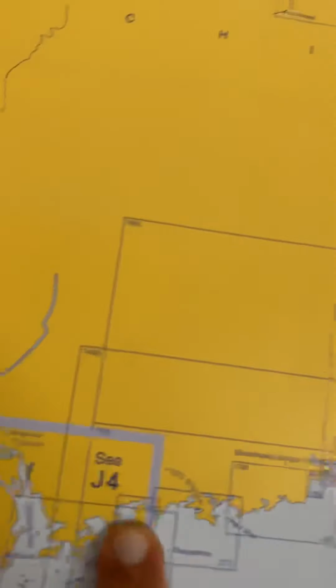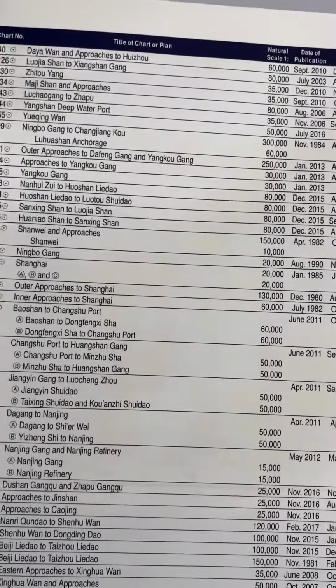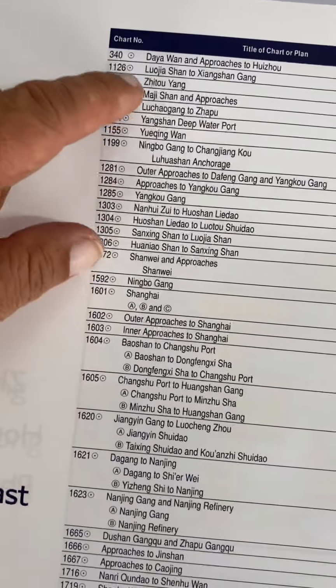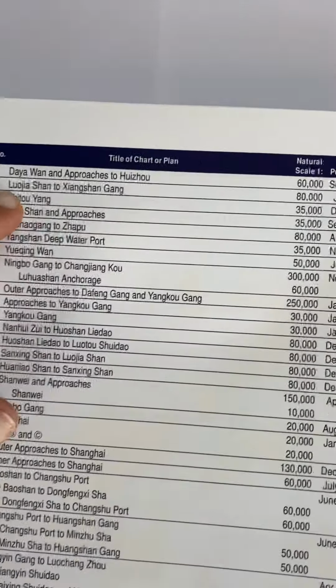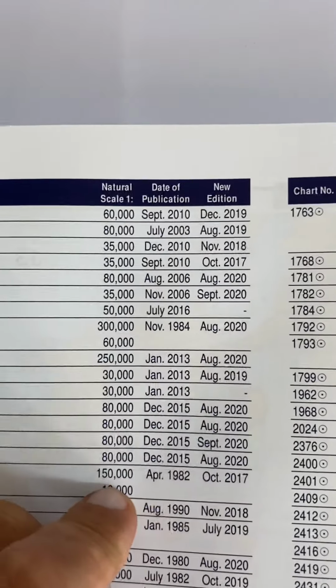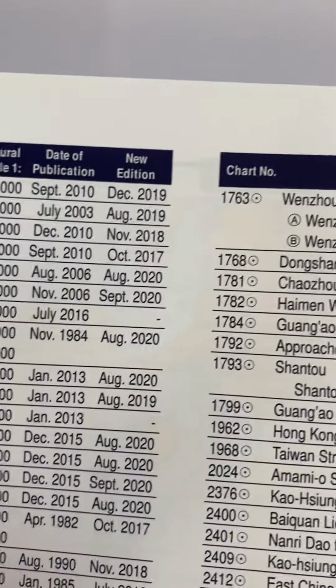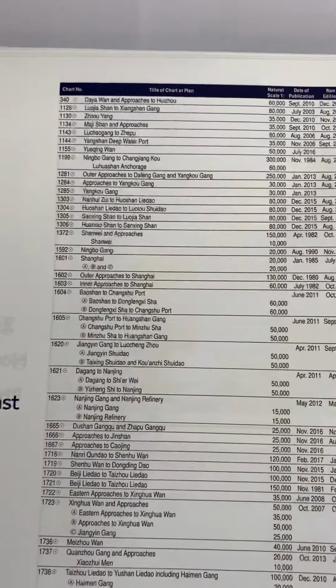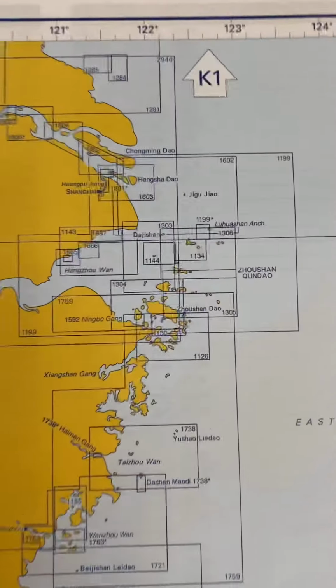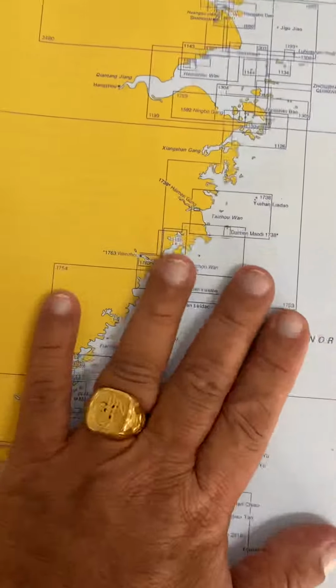See, this is J4, J3, and on the left side, which is the descriptive page, you can see the chart number, you have the title of the chart, the scale, date of publication, and the new edition. So on the left side, this is the description. On the right side, you can see the chart. So you can select the chart number, and all these charts are on this side.